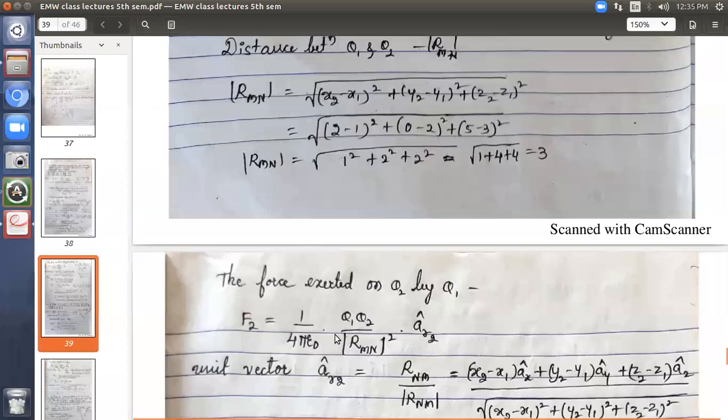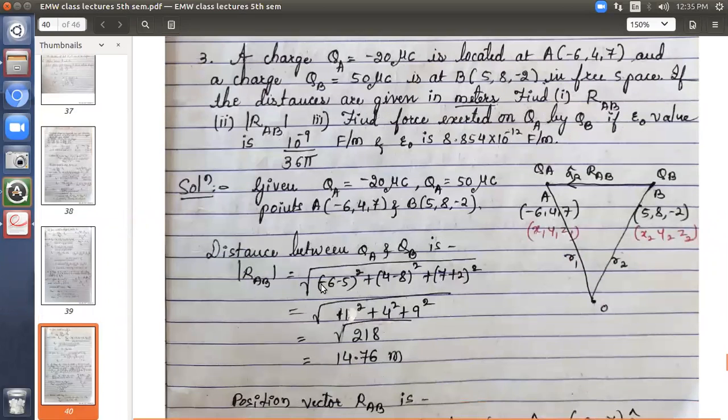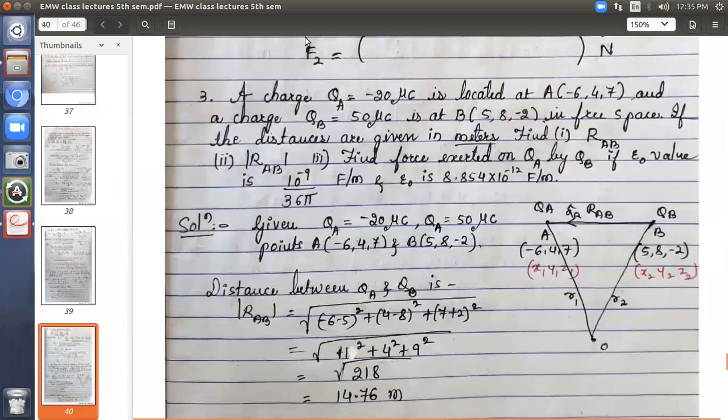This is the second problem, given as homework. Let me solve one more problem based on this. It's again a similar one. This is your prescribed textbook problem. Third problem: a charge QA of minus 20 microcoulombs is located at point A. Imagine there is a charge at some point A. And there's one more charge QB, which is 50 microcoulombs, at point B.